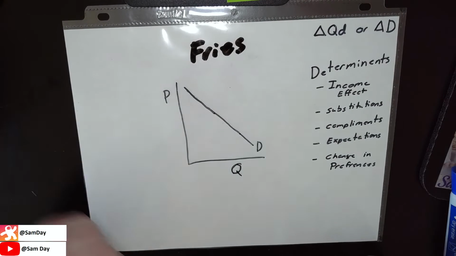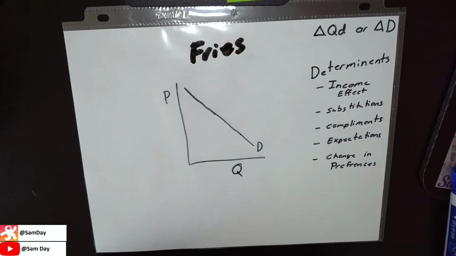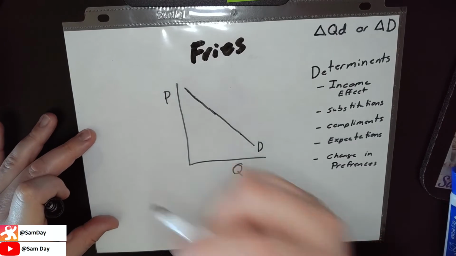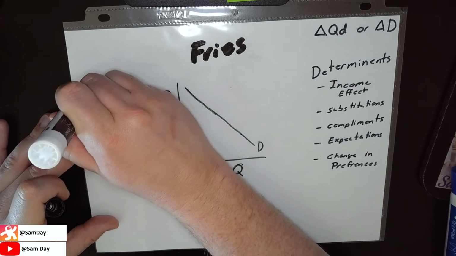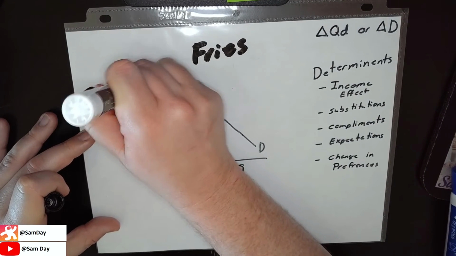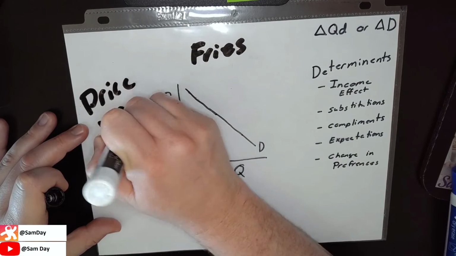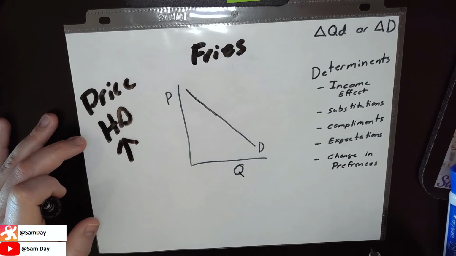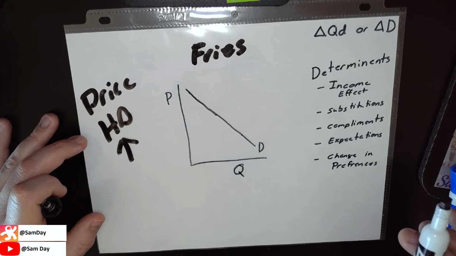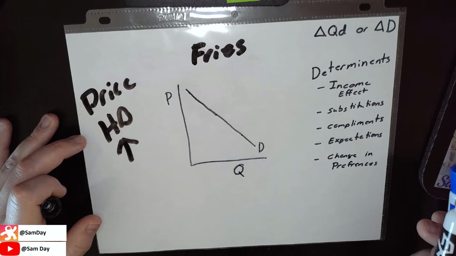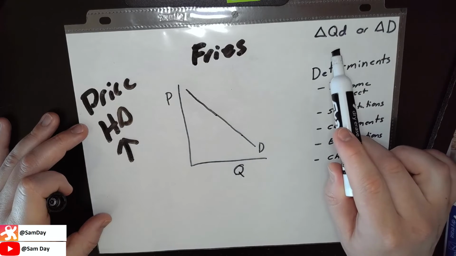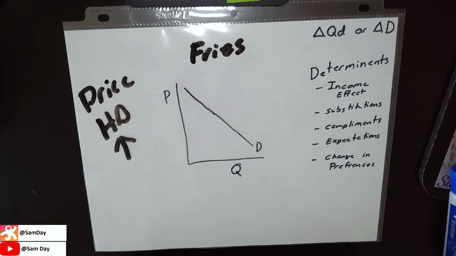All right, now let's say we're looking at fries. You know, like French fries. Okay, so we're graphing for French fries. What would happen if the price of hamburgers went up? What would happen if the price of hamburgers went up? So now, first question to ask yourself, is that a change in quantity demanded or is that a change in demand?